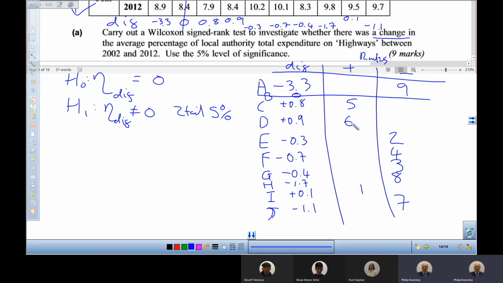5 and 6, they weren't that big. There was a lot of negatives. We had the biggest 3, we had 9. Rank number 9, rank number 8, rank number 7 in the minus column. So you never know, this might reject it.